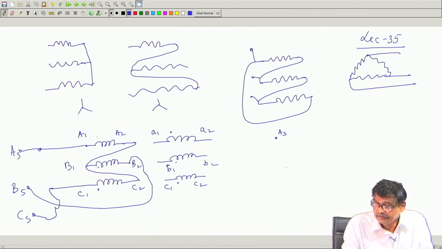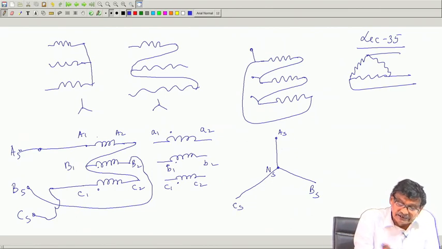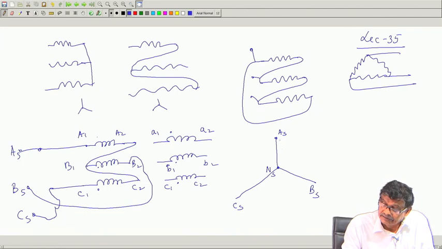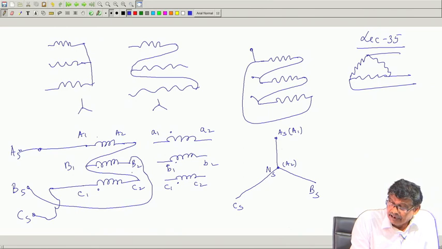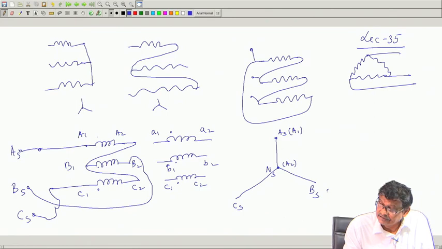For example, As, suppose this is supply neutral, this is your Bs, this is Cs. Now, you have energized the primary of this coil with a voltage, and this As is A1, and your this Ns is equivalent to your A2, 1 by root 3 times. Bs I have connected to B2. Therefore, this Bs terminal is B2 and B1 is connected here.